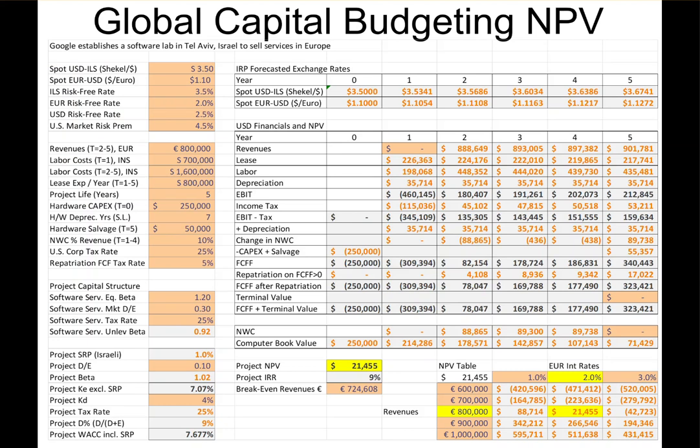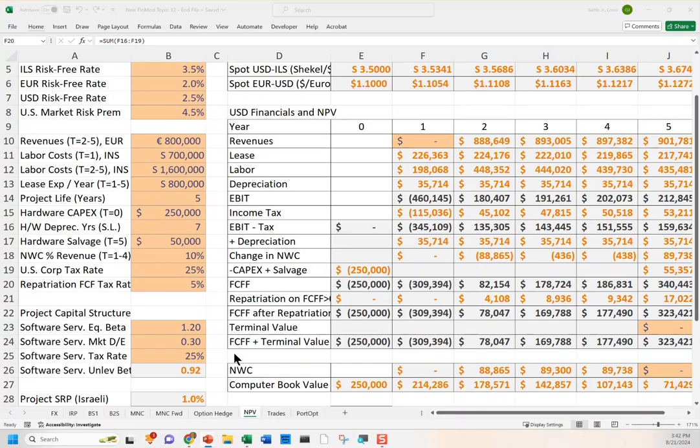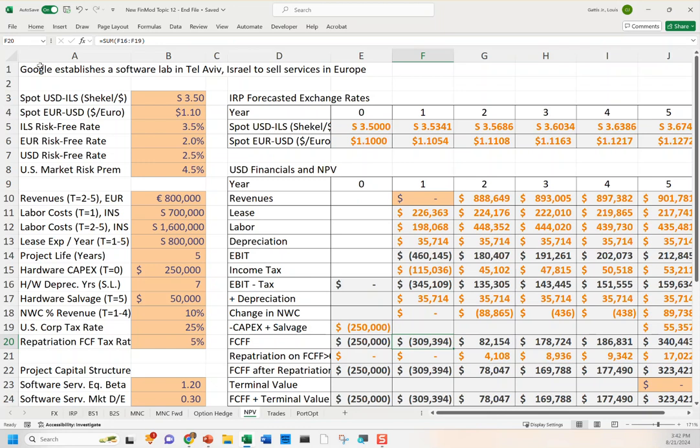So we're going to just do one spreadsheet. We're going to jump to that model. So here's an example of Google. Google is establishing a software lab in Tel Aviv, Israel, to sell services in Europe. So what they have are shekel costs and euro revenues.